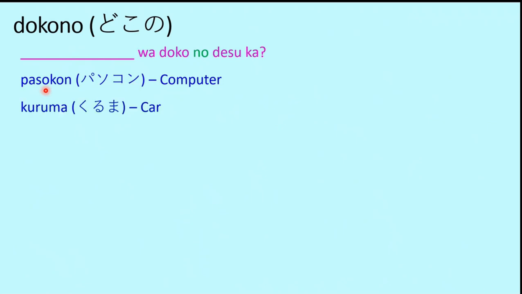So you can answer Nihon desu, or Deutsche desu, which is Germany, or any other country. Indo desu, from India. Similarly, kuruma means car. Kuruma wa doko no desu ka? Or tokei, which means watch or clock. Tokei wa doko no desu ka? And you can ask more questions based on the same line.